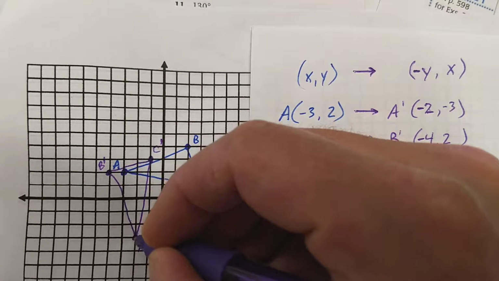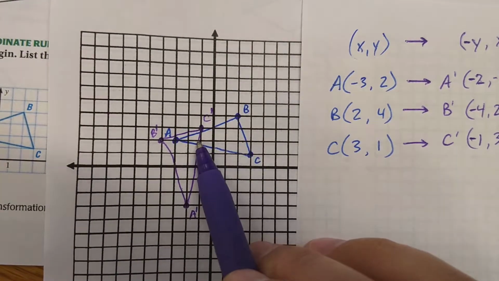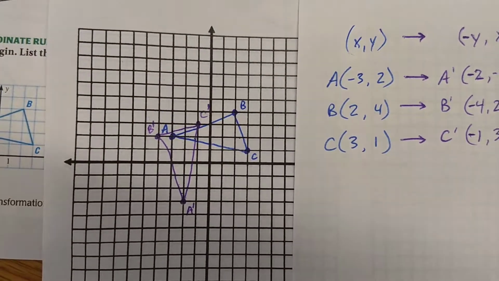You get the same shape, same size triangle. What had been in the first and second quadrant is now in the second and third quadrant like we thought it would be.